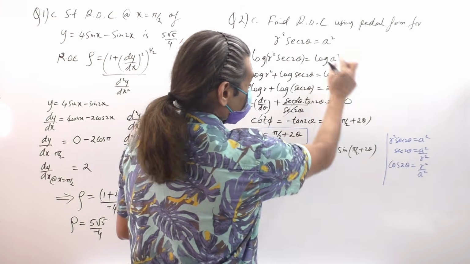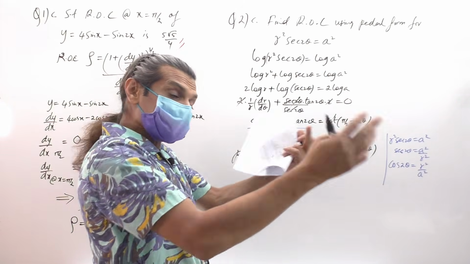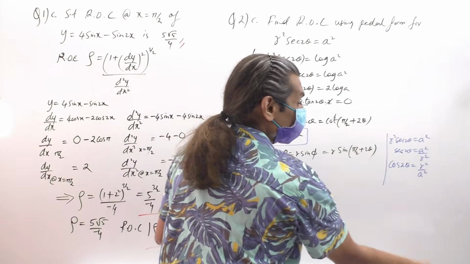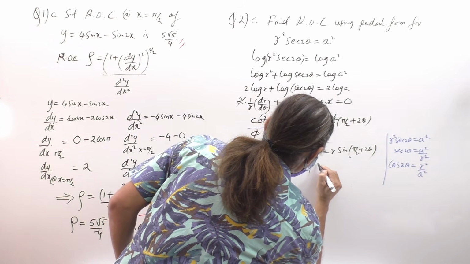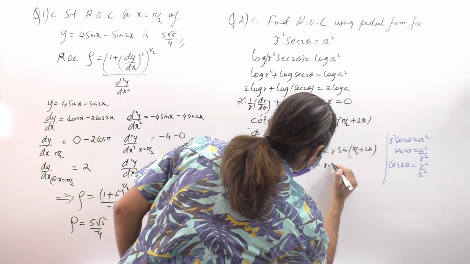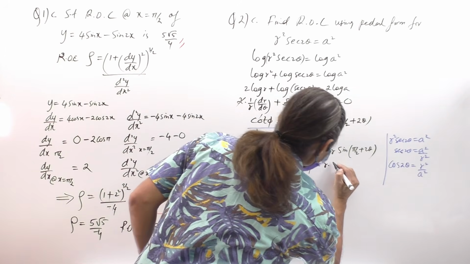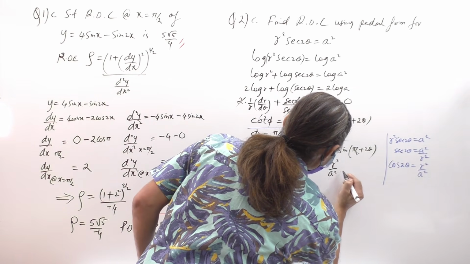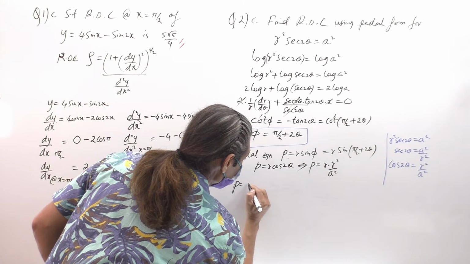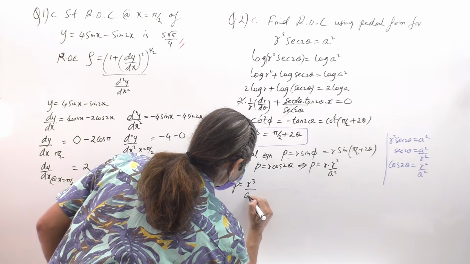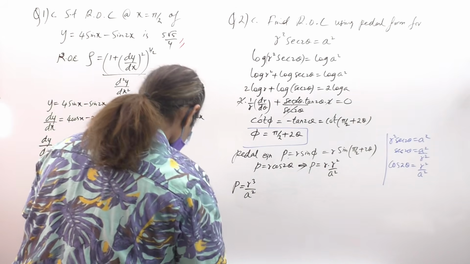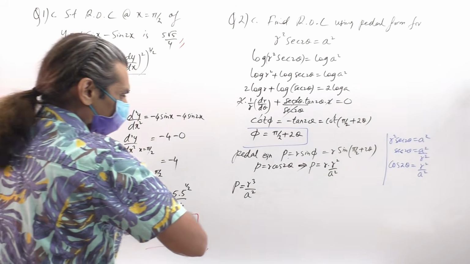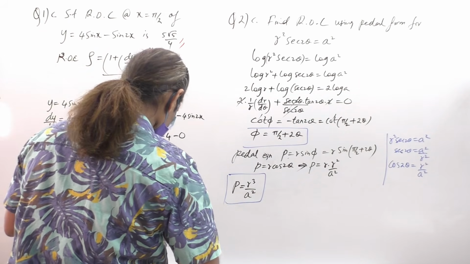Okay. See, r square secant 2 theta. We want the value of cos. Secant is 1 by cos. So, inverse. Cos 2 theta is r square by a square. That implies pedal equation p is equal to r into cos 2 theta, which is r square by a square. Okay. So p is equal to r cube by a square. Please underline this also. You are going to get step marks for this. Okay. So we have the pedal equation now.